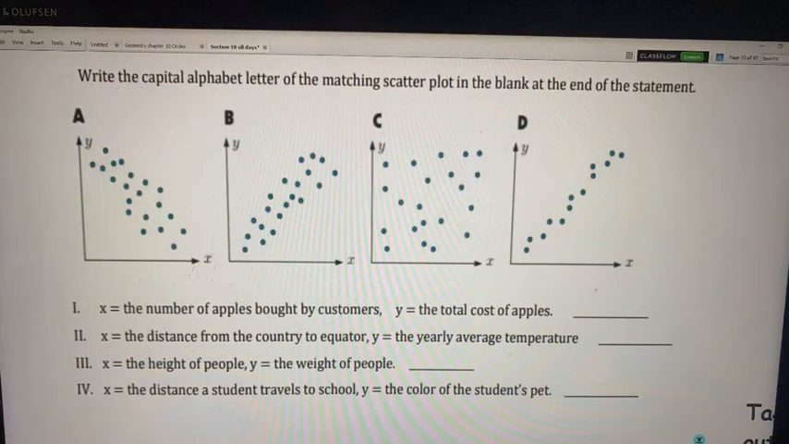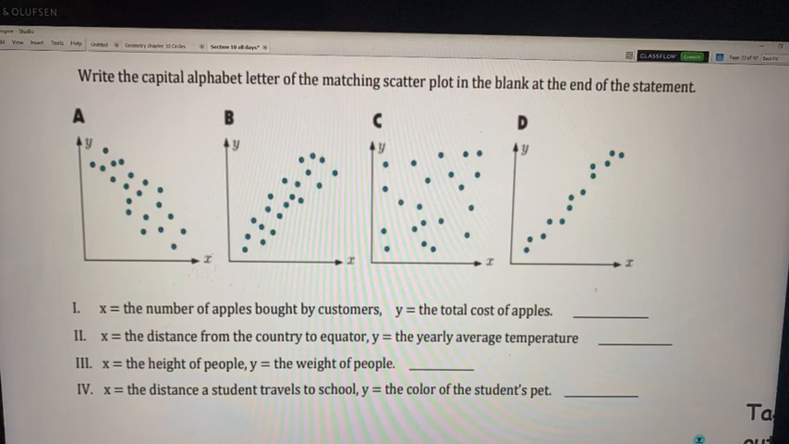Let's look at these four scatter plots. Scatter plot A has a negative correlation. I can see as X is getting larger that Y is getting smaller. B, as X grows in value, Y also grows in value. C, looks like the points are all over the place. And D, boy, that is a tight relationship, and as X gets larger, so does Y.